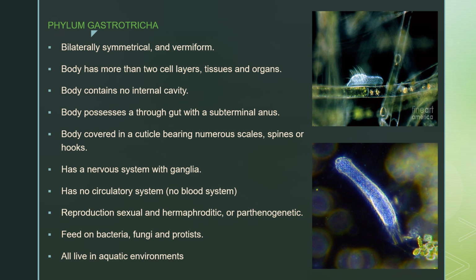It has no nervous system with ganglia. Has no circulatory system or no blood system. Reproduction sexual and hermaphroditic or parthenogenetic. Feed on bacteria, fungi, and protists. And it also lives in aquatic environments.